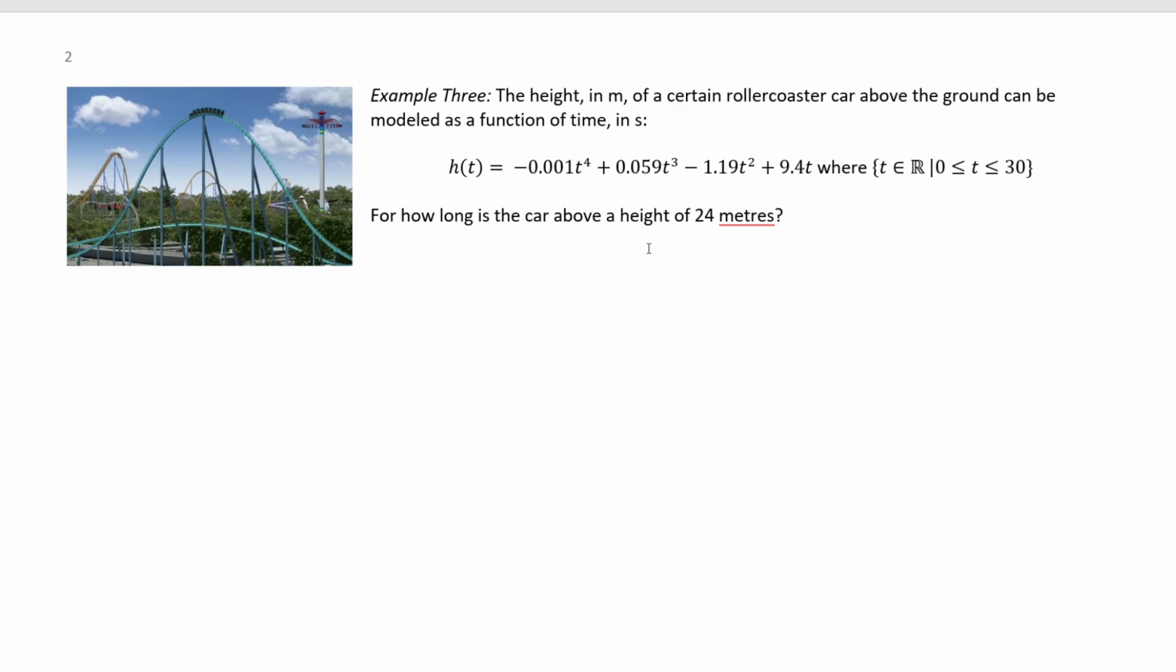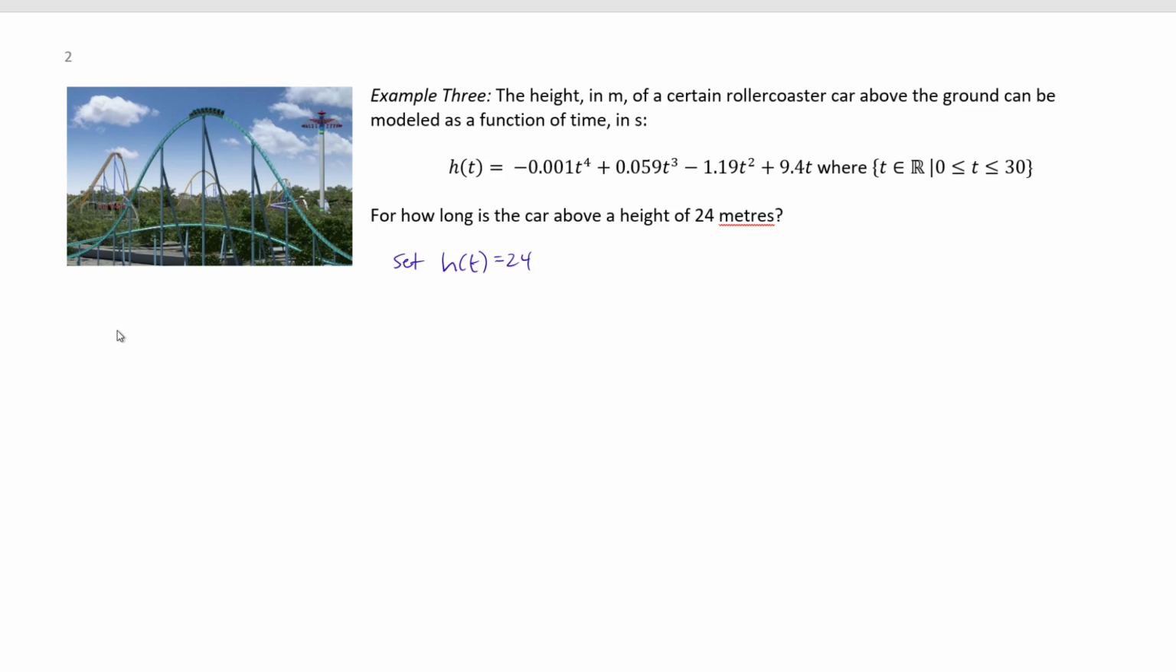So what we're going to do is find when the roller coaster car is above or is at 24 meters. So I'm going to have to set h at t equal to 24 meters, because I want to find the time when it hits that 24 meter mark. So I substitute h at t is equal to 24.